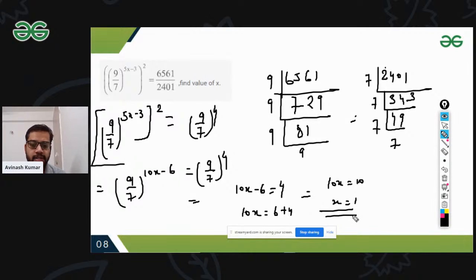Simply see the question, check the base, and try to resolve the question on the basis of base. That's it. x is equal to 1 will be the answer for this question.